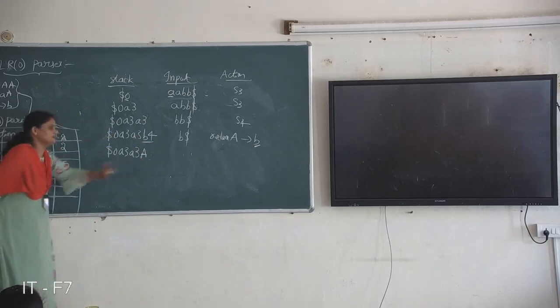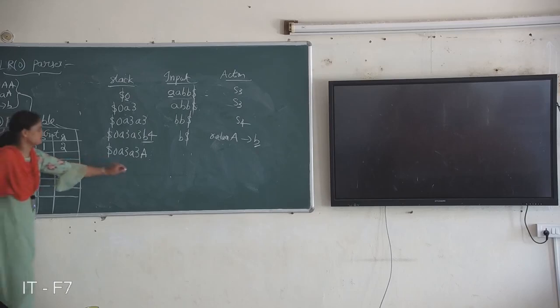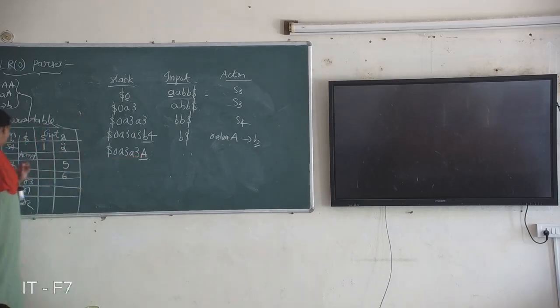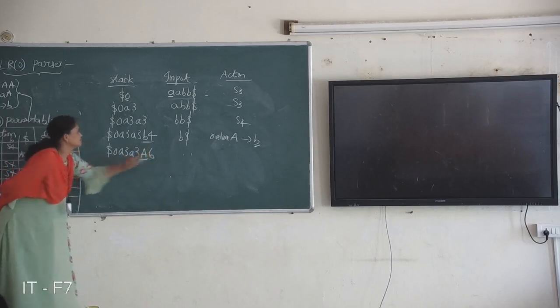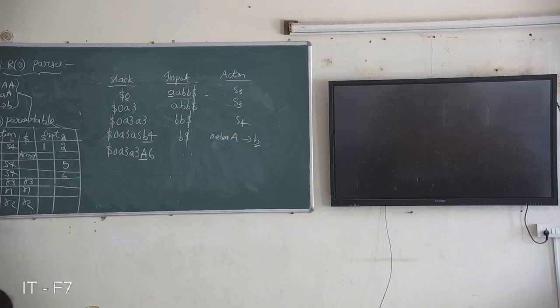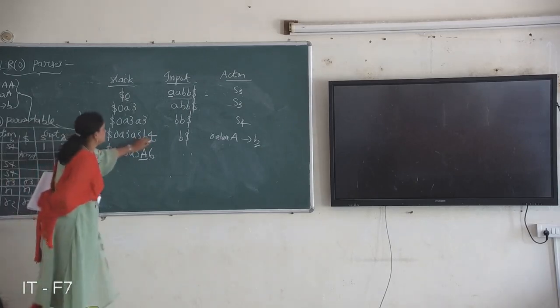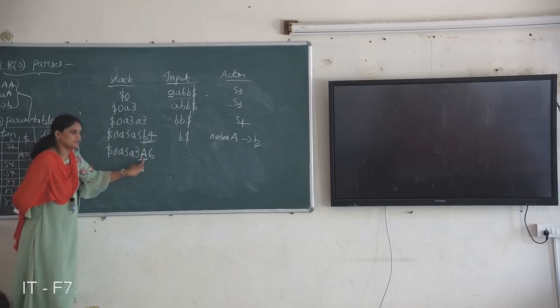Again A changes, and what is the state? 3 on A, capital A, goes to the state 6. You compulsorily have to check the state also. It is not only the reduce action; you can also perform the change of state. Here B will be reduced, right? In place of B, I wrote A.